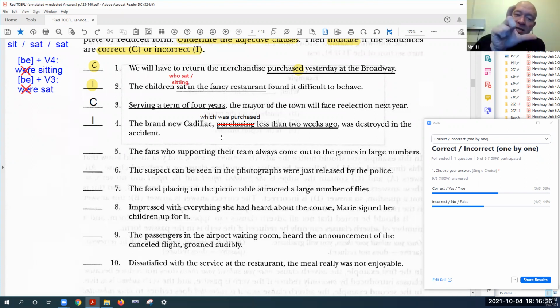And how do I reduce it correctly? How do I do that? We will delete the connector subject. Remove the connector subject and the be verb, which is was. Bingo. And so it's verb 3. Purchased less than 2 weeks ago.